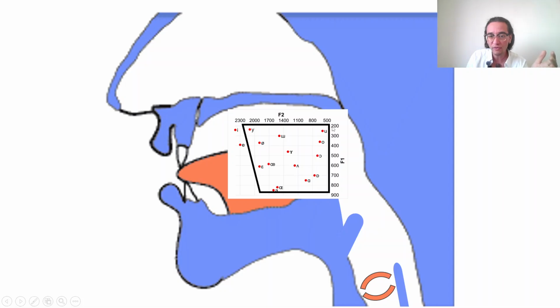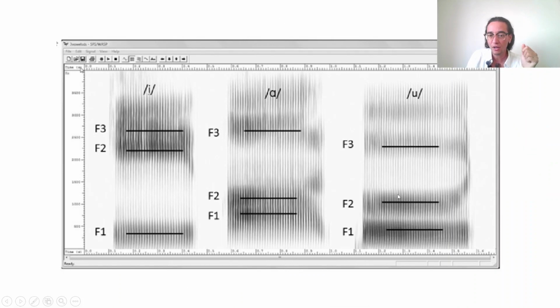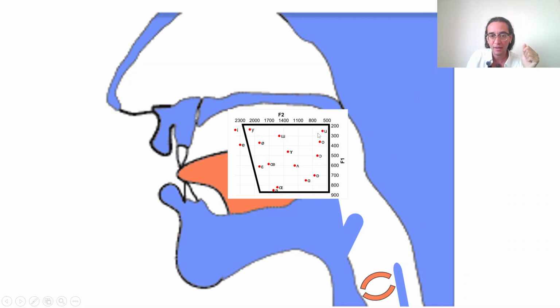Whereas with oo, we've got relatively low formants for both of these. And so we end up here.